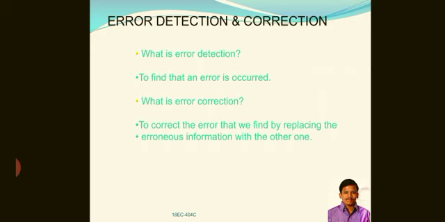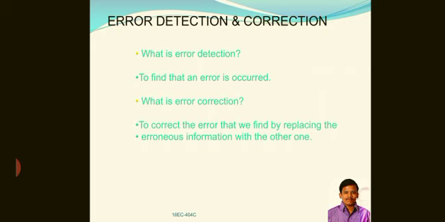And similarly, what is meant by error correction? In error detection, you are just finding whether an error has occurred or not. Error correction means correcting the errors that we find by replacing the erroneous information with the correct one. After detecting the error in the transmitted data, we replace the erroneous part with the correct one; those methods are called error correction methods. So that is the major difference between error detection and correction methods.